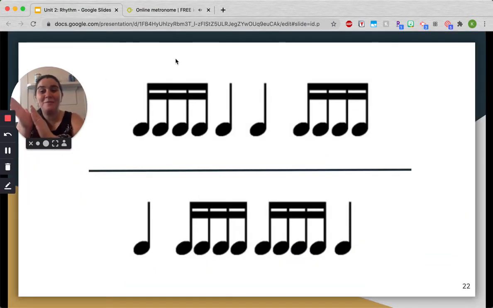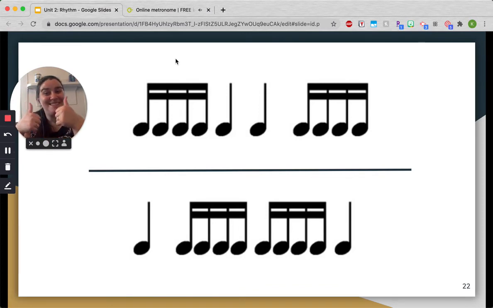Clap it, say the rhythm syllables with me. 1 and 2 and ready, go. Tika, tika, ta, ta, tika, tika. How'd we do? One more time. 1 and 2, top line, go. Tika, tika, ta, ta, tika, tika.